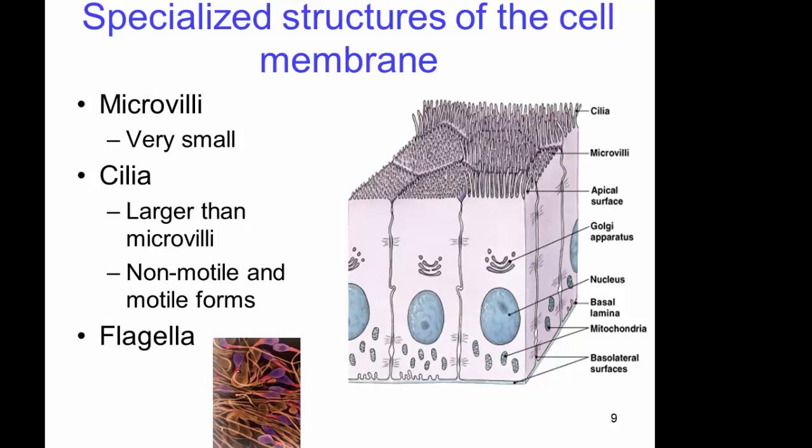In some cells, we see non-motile cilia. This is seen like in special senses, such as hearing, and they have a little bit of a different function there. Another specialized structure of the cell membrane is flagella. Flagella are basically tails for swimming, and we only see flagella on sperm cells in the human body.